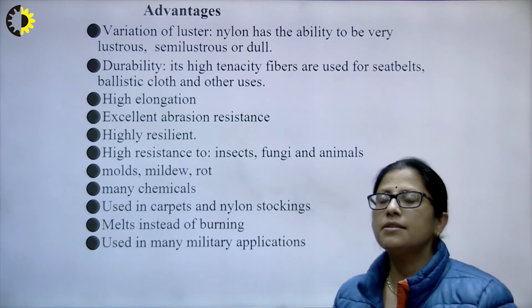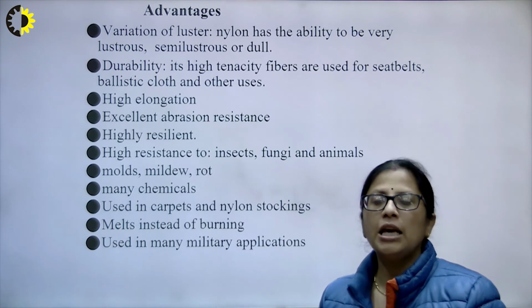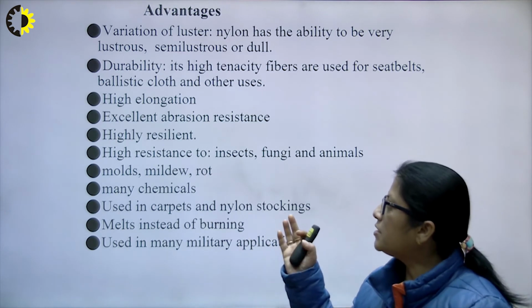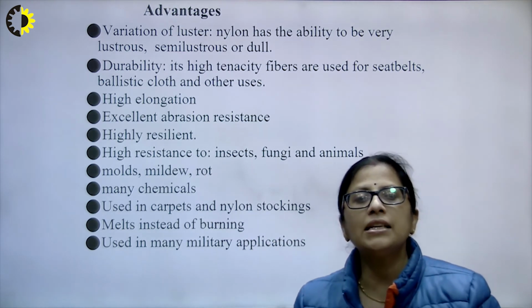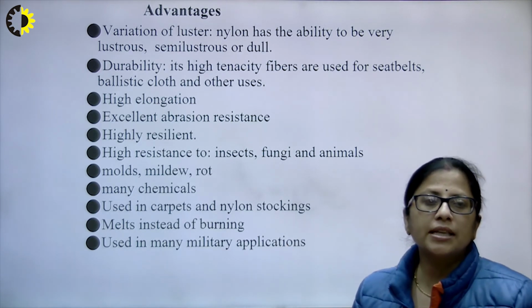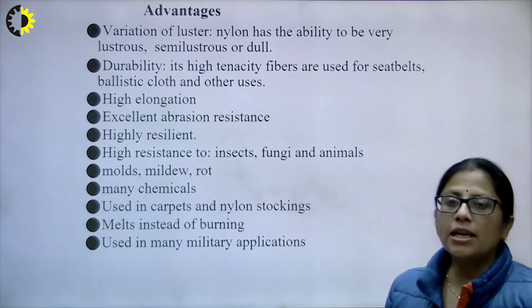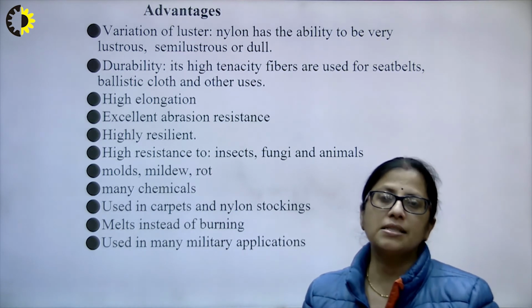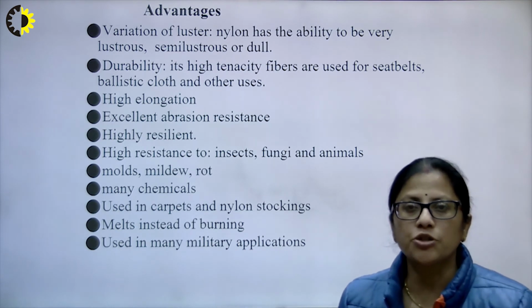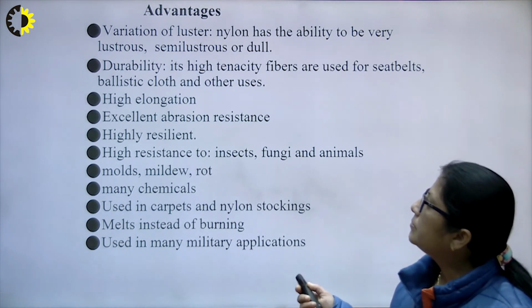Then it is resilience. Resilience is when we apply pressure, it gets deformed, but on releasing the pressure, it comes back to its original shape. So it shows resilience. It possesses high resistance towards insects, fungi and animals, then moths, molds, many chemicals. It is resistant towards the chemicals. Again, it is used in making carpets, stockings which are made up of nylon, and it melts instead of burning. It also has certain military applications like for the preparation of tanks, tents and backpacks.